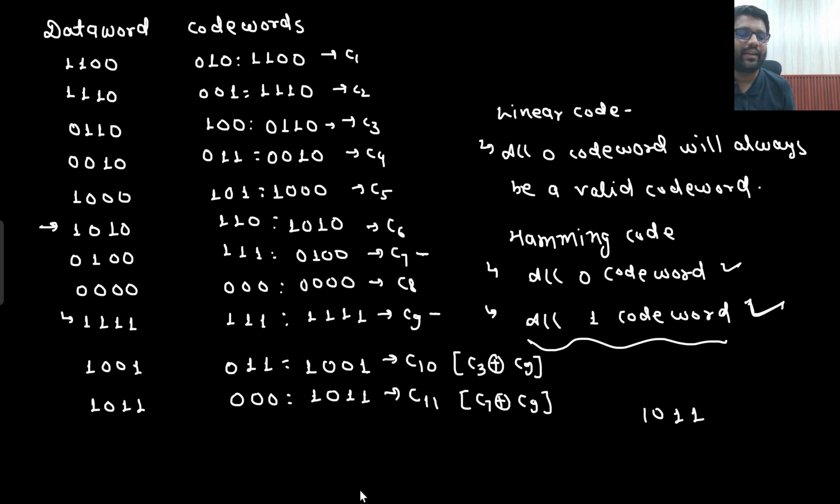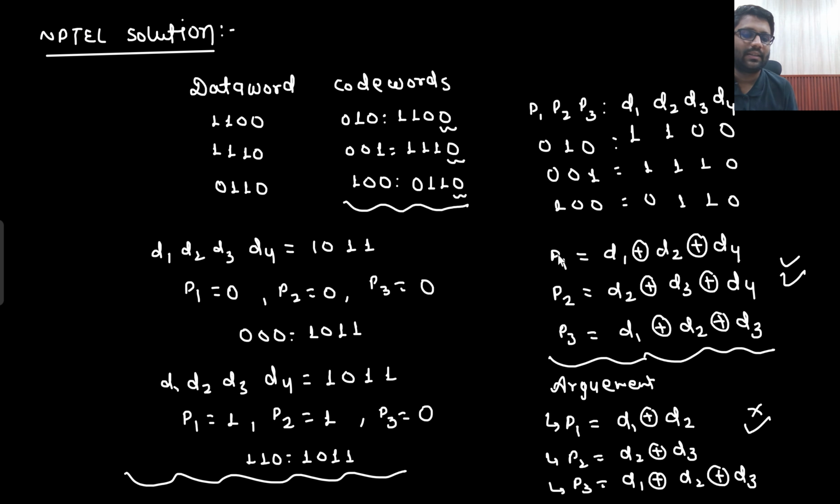The meaning of even parity Hamming code is that whatever parity bit you are generating, let's say this parity bit that I am generating, P1 equals D1 XOR D2 XOR D4. Now you do P1 XOR with D1 XOR D2 XOR D4. The answer should be equal to 0 only. Why would it be 0? Because D1 XOR D2 XOR D4 is P1 only. So P1 XOR P1, that would be 0 only.